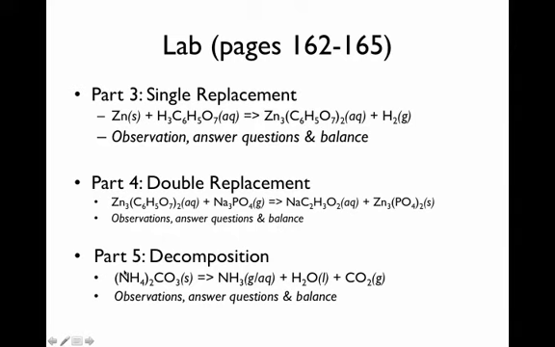And then Part 5, which is the last chemical reaction that you will do, is a decomposition reaction. You're going to take a solid material. This is called ammonium carbonate, and it will be a solid. You'll scoop a little bit out, put it in a test tube. You're going to heat it up, so there should be a little triangle over this arrow. It's going to turn into ammonia. Some of the ammonia will be a gas that you can smell, so it'll be kind of stinky. Some of it will be dissolved in water because you're going to make some water, and you will also make some carbon dioxide gas. So again, you'll have to record your observations, answer some questions, and balance this chemical equation.